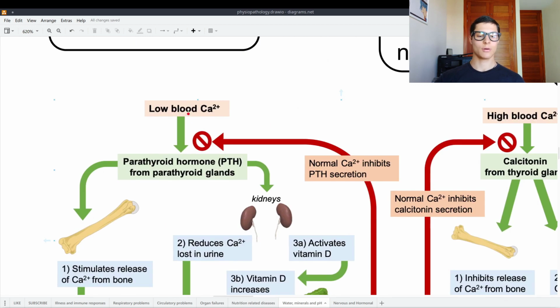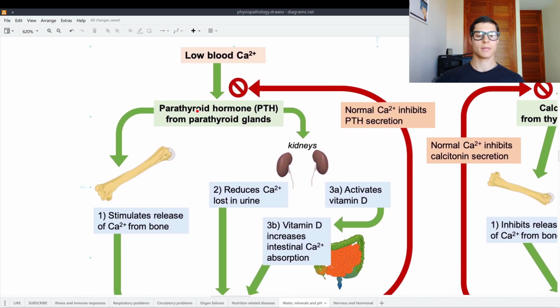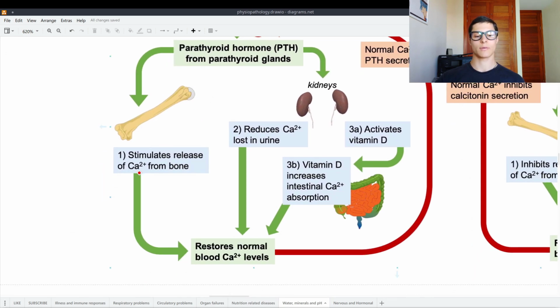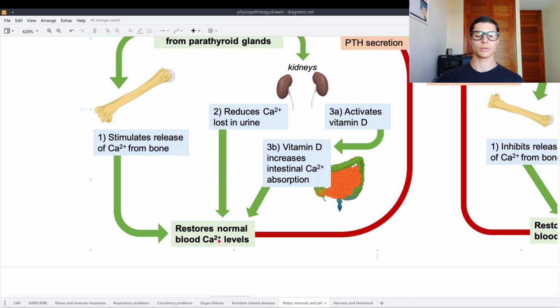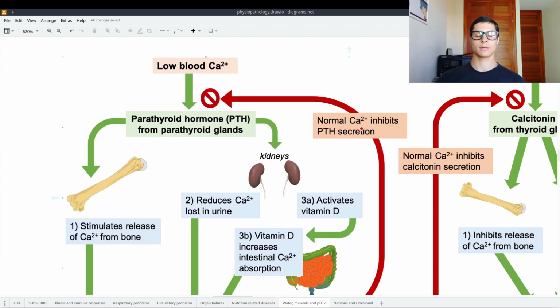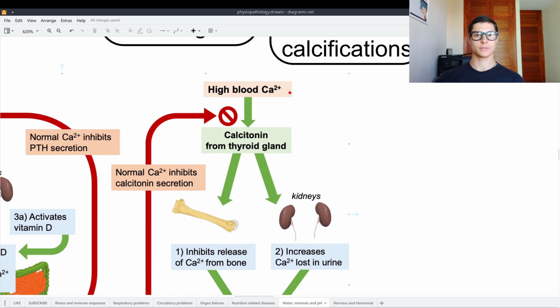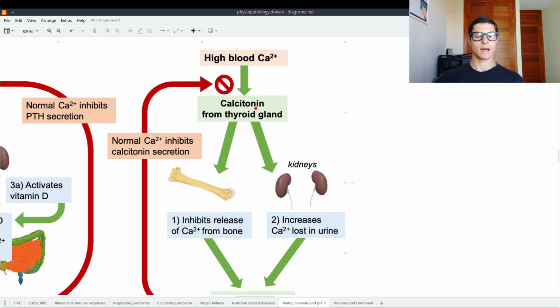So if there is low calcium in the blood, the parathyroid hormone with the PTH will stimulate the release of calcium from the bone. It will also reduce the calcium lost in the urine, it will activate the vitamin D in the kidneys, and the vitamin D will increase the intestinal calcium absorption. All these three things will restore the normal calcium levels, and the normal calcium levels in the blood will inhibit the PTH secretion.